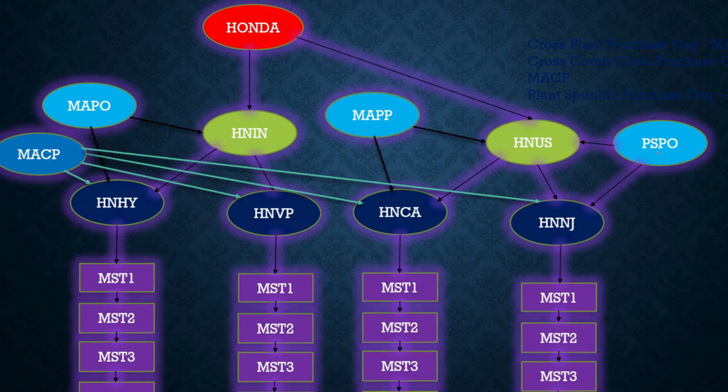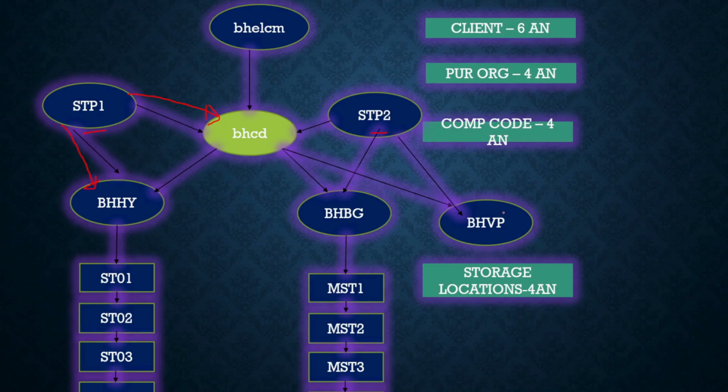Here PSPO is also a purchase organization. With the arrow you can see this is only assigned with one plant and with the one company code, so that's also a plant specific purchase organization. So that's a plant specific purchase organization, right?